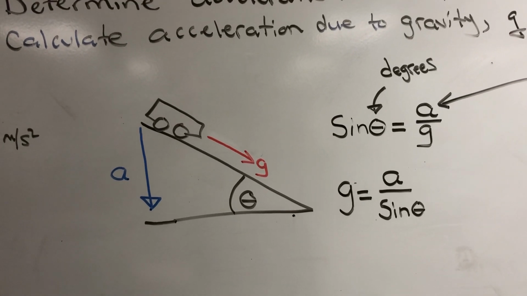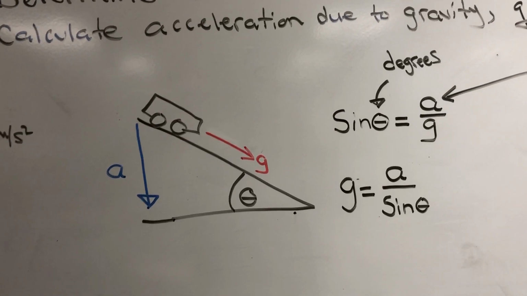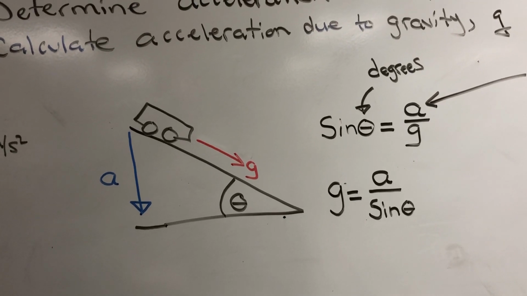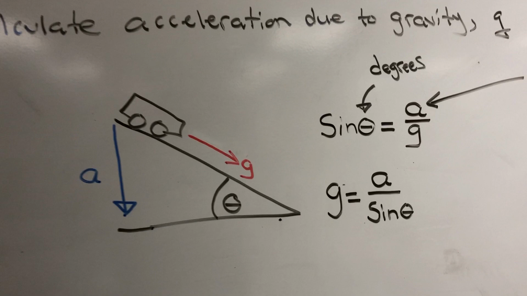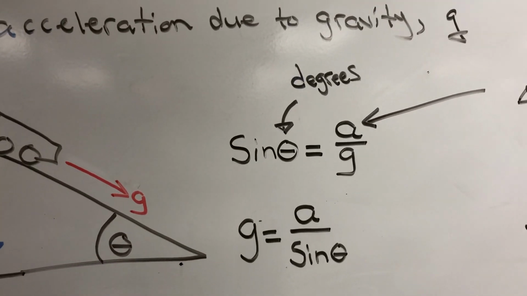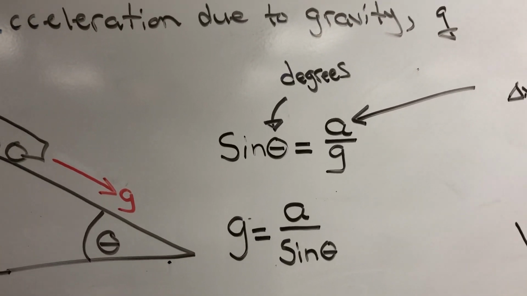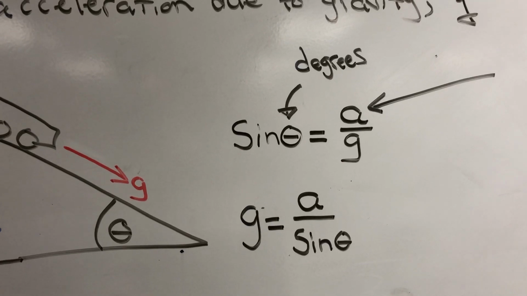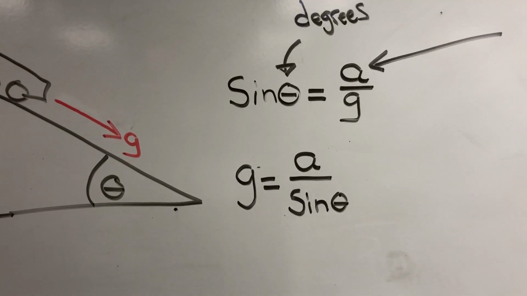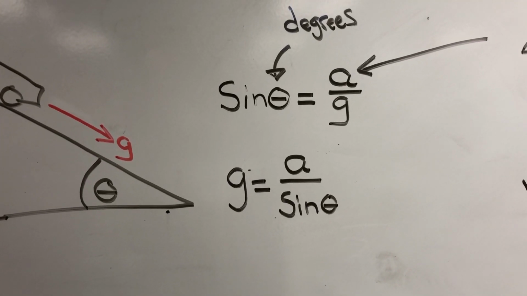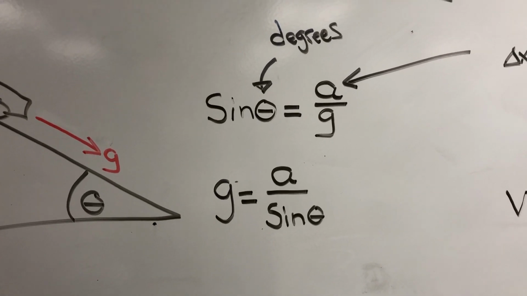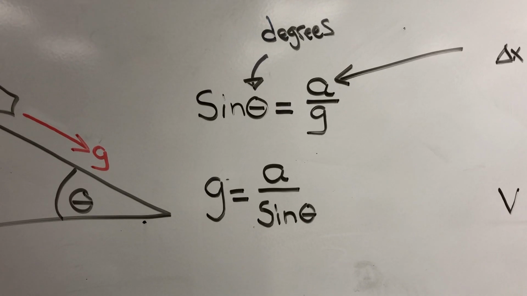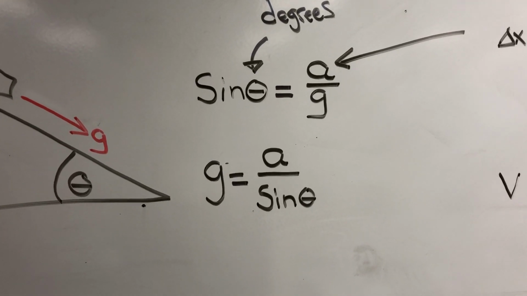But anyways, a cart will roll down the ramp and accelerate down the ramp at some angle theta. The relationship is going to be sine of theta is equal to a over g. Now make sure theta is in degrees. And we can see here, we can solve for g by doing some algebra, and we see that g is equal to whatever the acceleration is down the ramp divided by sine of theta.